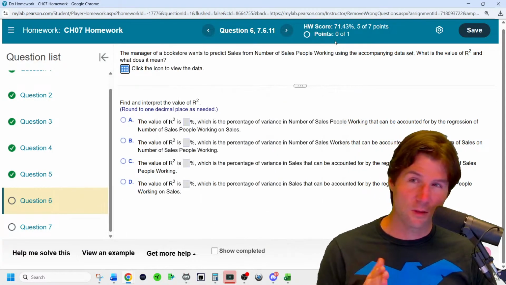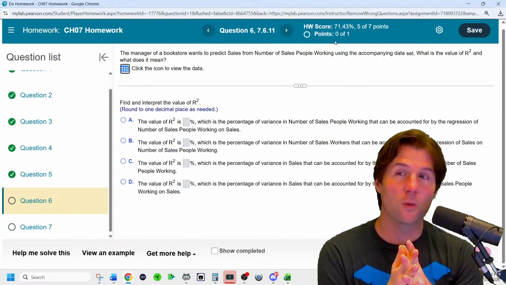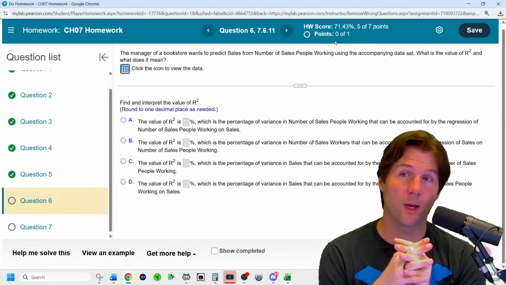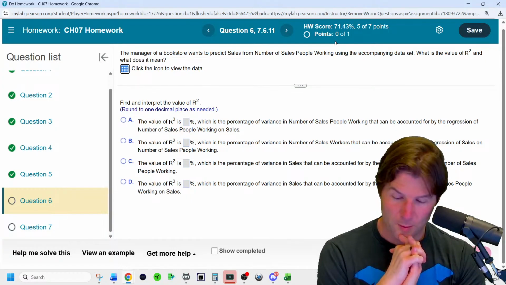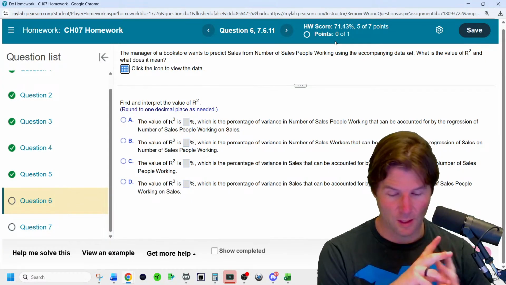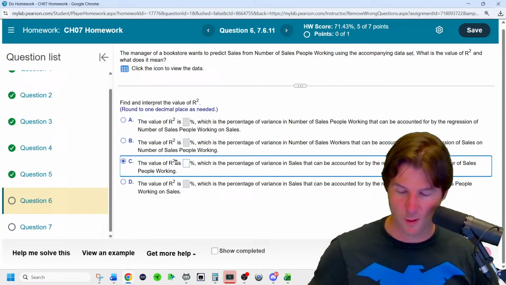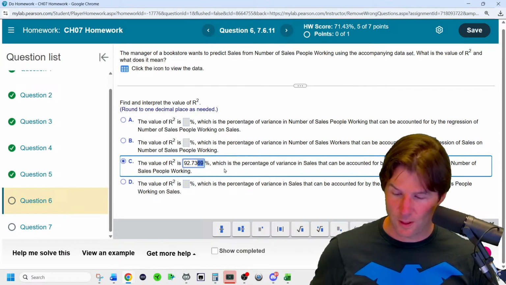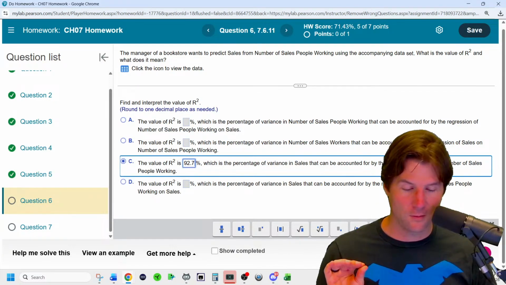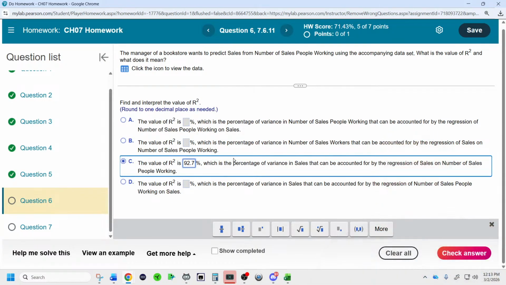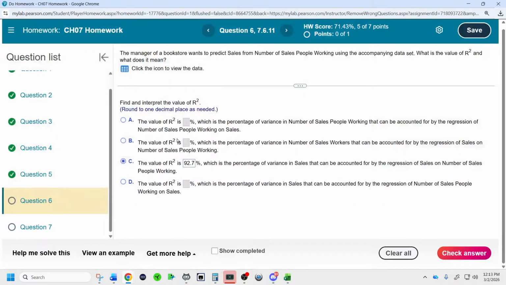And now we have to make sure we get just how it is. If I was doing this myself, I'd say 92.7% of the variation in how much we make is explained by our workers. So blank percent of the variation in sales is accounted for by a regression model of sales on number of salespeople working. And I don't love the way they phrase this. They're saying a model of Y based on X. So what is the percentage of the variation in Y that can be accounted for in a regression model of Y on X?